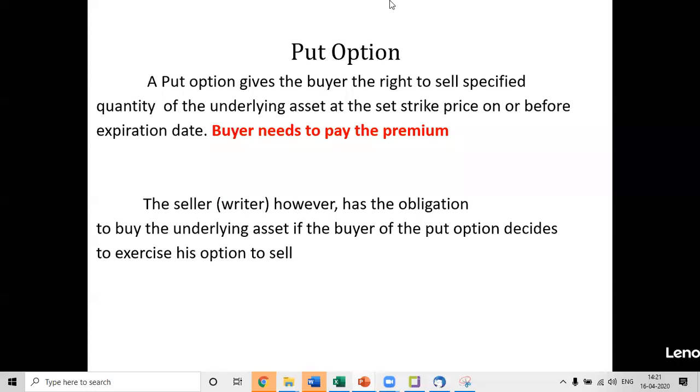Okay, so welcome back to the discussion on put option. A put option gives the buyer, who is the holder, the right to sell the specified underlying asset at a set strike price on or before the expiry date. The buyer needs to pay the premium.